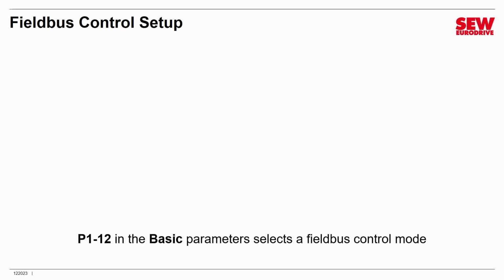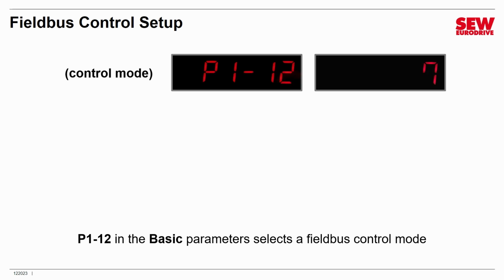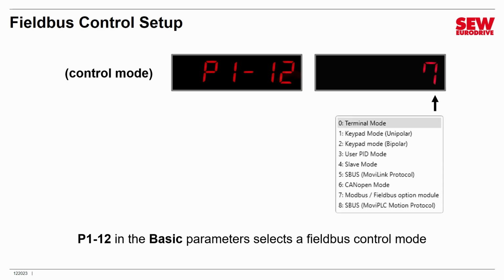All right, so once you get everything wired up, what do you do next? Well, you go to parameter 1-12 in the basic parameters and you need to select a Fieldbus control mode. You're very familiar with parameter 1-12. We've set it in a number of different ways for terminal control and keypad control. We're now going to change it to Fieldbus control mode, and that's these modes right here, 5 through 8. So you pick the one that corresponds to the Fieldbus standard that you're following, and that means that the VFD will listen to that particular Fieldbus and be controlled by it.